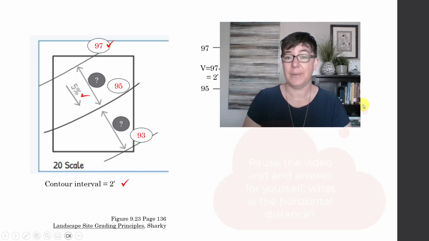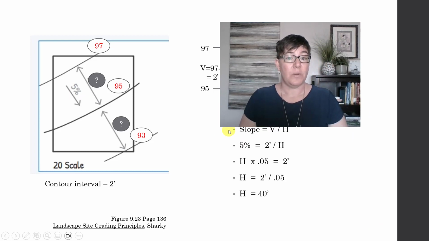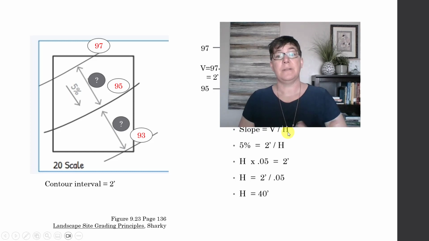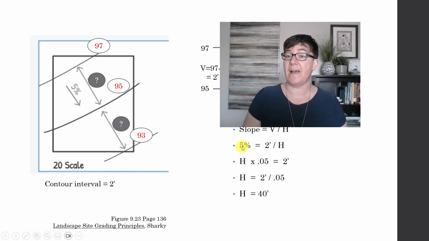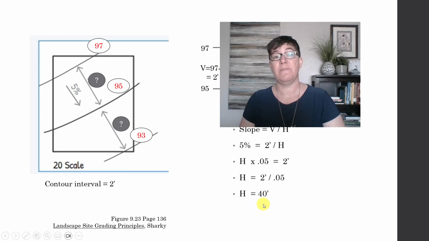Okay, are you ready? Here we go. Here is our same equation, slope equals vertical distance over horizontal distance. You plug in what we know, 5% equals 2 feet over h. You can solve this equation, and your horizontal distance is going to be 40 feet.